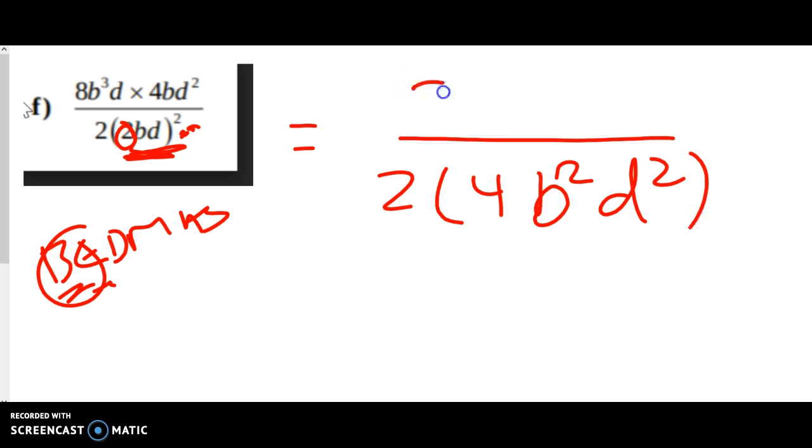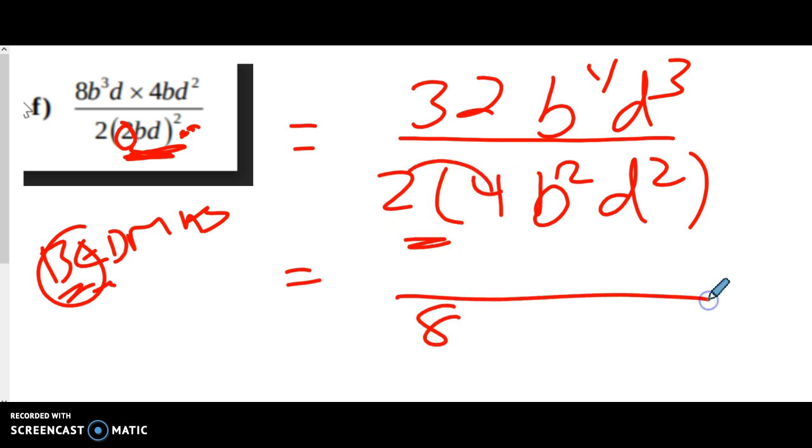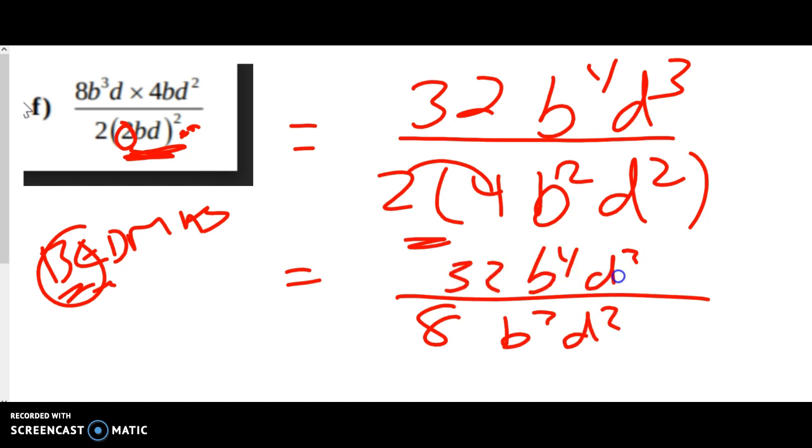8 times 4 is 32. B cubed times b itself is b4. D times d squared is d cubed. And before we cancel the top from the bottom, what we have to do is open up this bracket here, multiply everything by 2. So pretty simple. It just becomes 8 b squared d squared, 32 b4 d cubed.